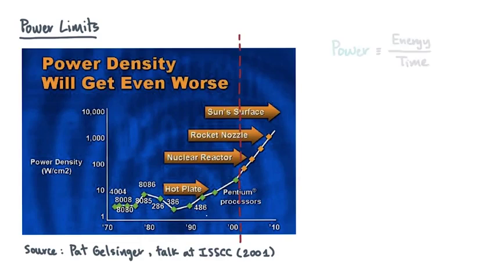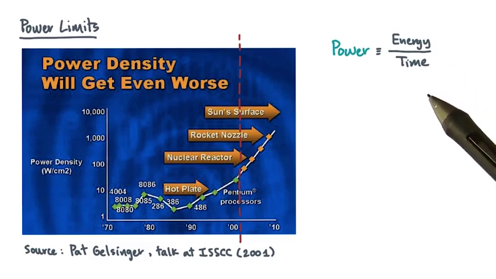So what is power? Power measures the rate of energy burned or consumed per unit time. Power is usually measured in units of, say, joules per second or watts.